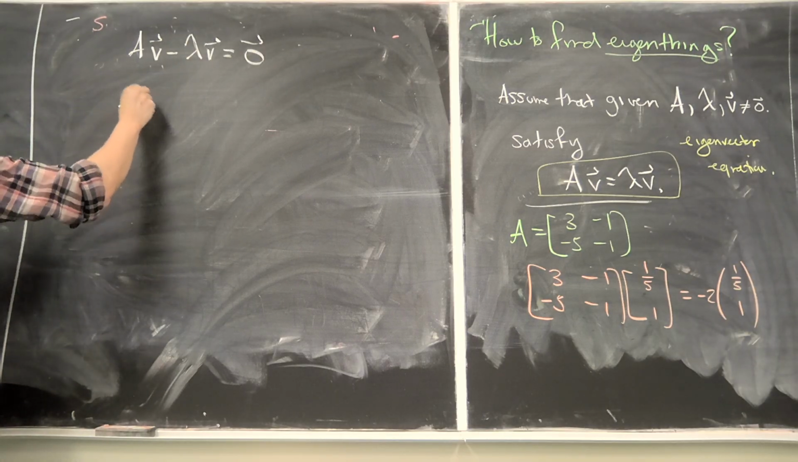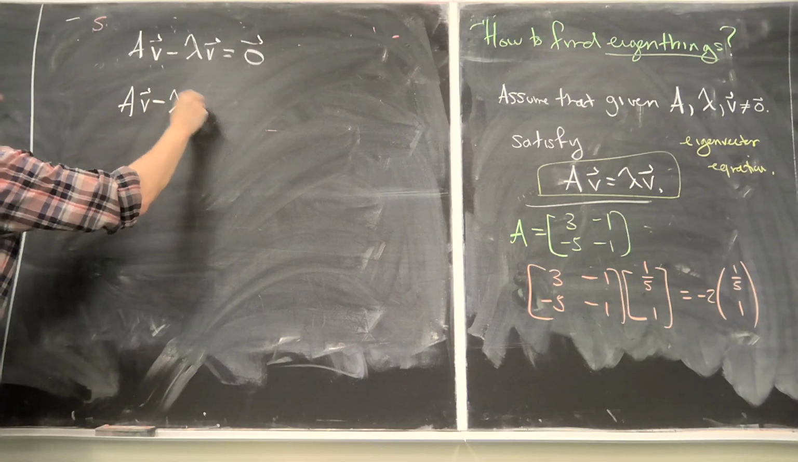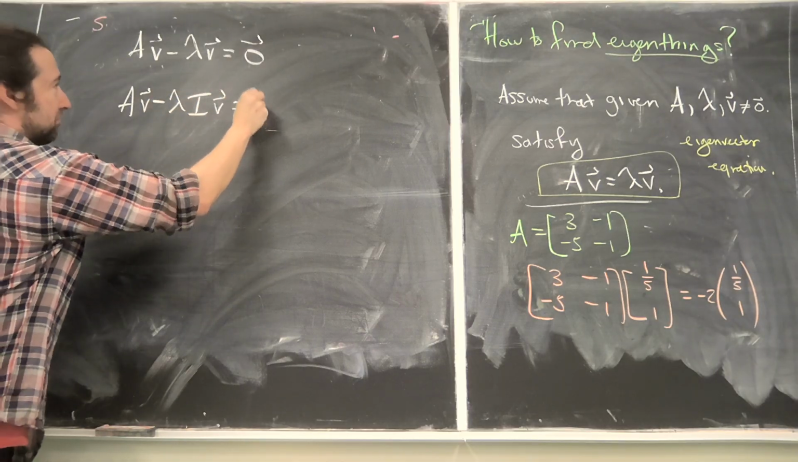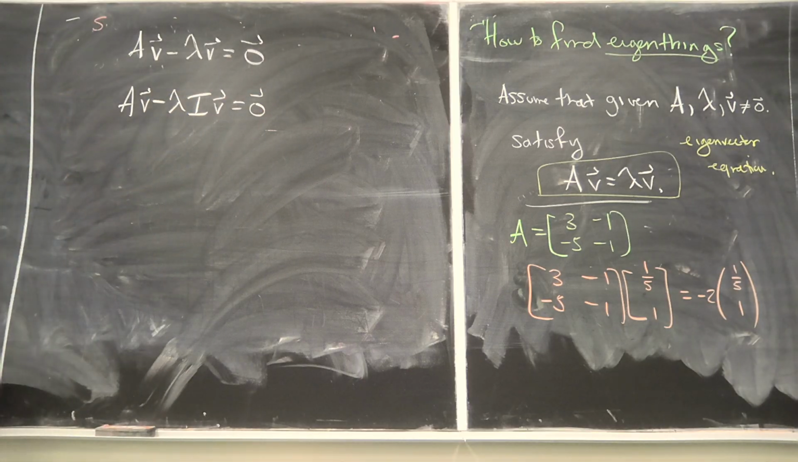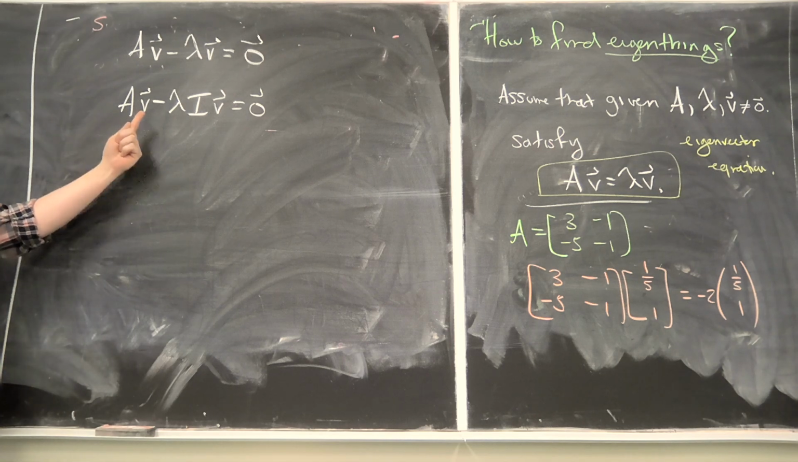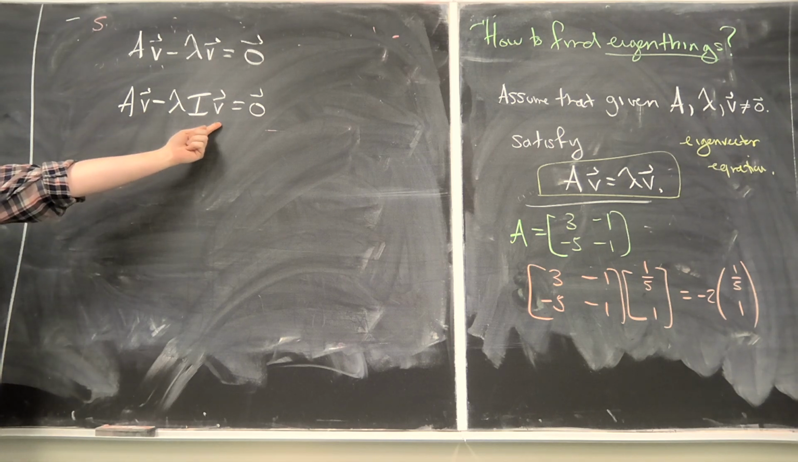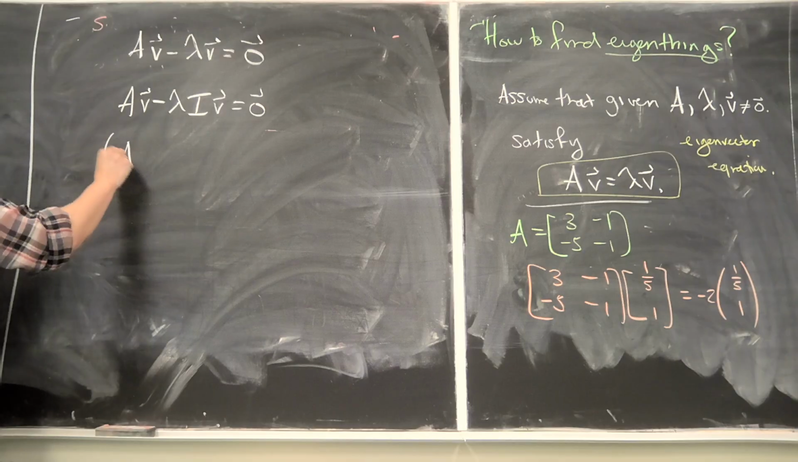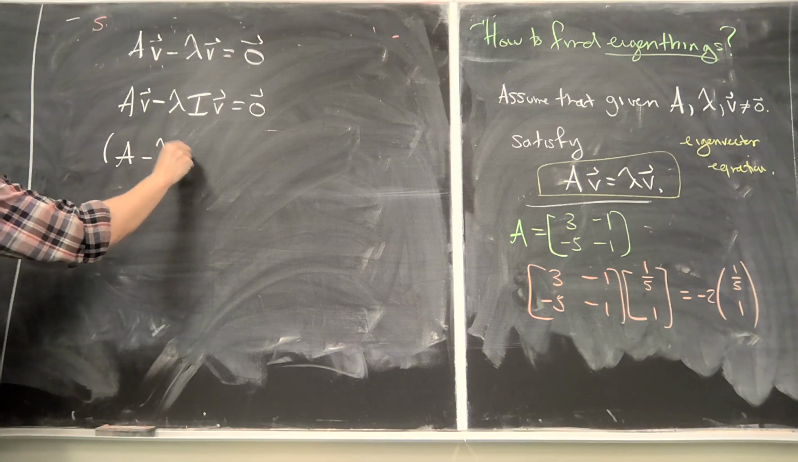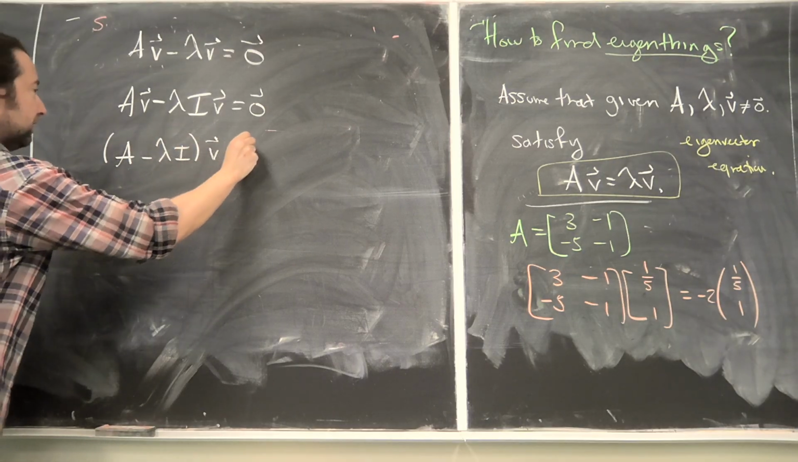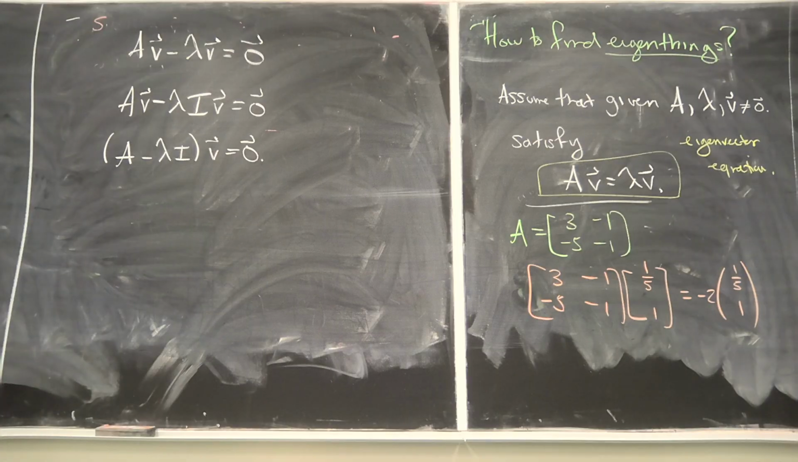And I'm going to observe that I could have multiplied by the identity matrix, and the identity matrix times a vector doesn't change it. Right? That's like multiplying by the number 1. And now I've made something I can factor the v's off of, because now I've got a matrix times a vector minus another matrix times a vector. So I could factor this as A minus lambda times the identity times v is equal to 0.